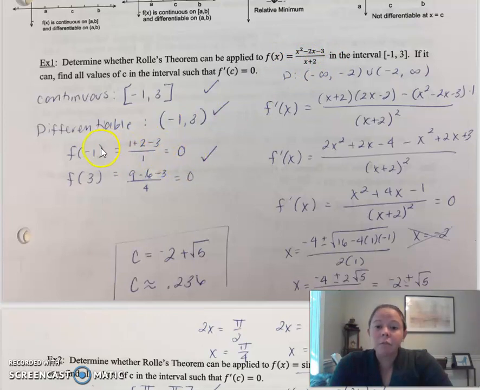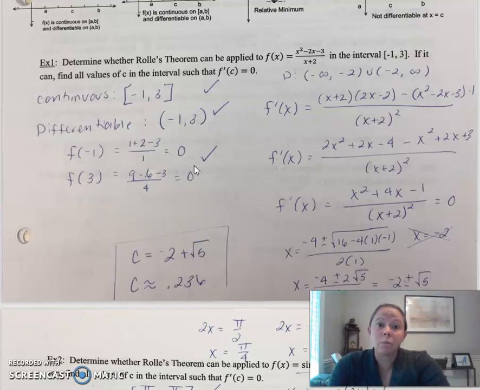And then lastly, you need to confirm that the endpoints equal each other. So plug -1 and 3 into your function, and yes, you get 0. It doesn't matter what value you get as long as it's the same. It just happened to be 0 for this problem. All right, but all three conditions have been met. So somewhere in the interval from -1 to 3, Rolle's theorem guarantees there's a horizontal tangent line.